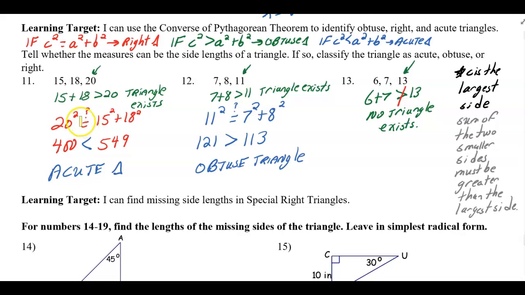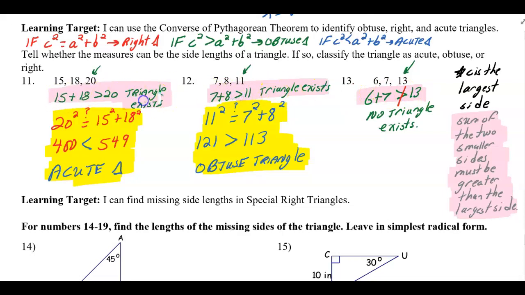And for clarity, this is the work that I'm highlighting in yellow to determine if it is an acute triangle or an obtuse triangle. And you always want to validate that it is a triangle using the idea over here that the sum of the two smaller sides must be greater than the third that I just highlighted in pink. That's why I did the pink step in each of these problems. Let's take a look at the next learning target.